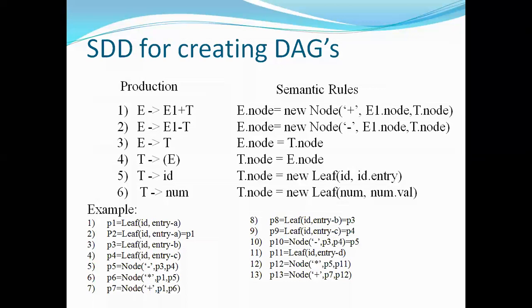When I'm writing for a node, I need to use a node function. When I'm writing for an identifier, I need to use an identifier function, that is, an identifier is a leaf, so I use make leaf. When I am writing for number constants, I need to create a function for num. So by using these functions of the syntax tree, I am creating functions for each and every node based on the right hand side of the production rule.